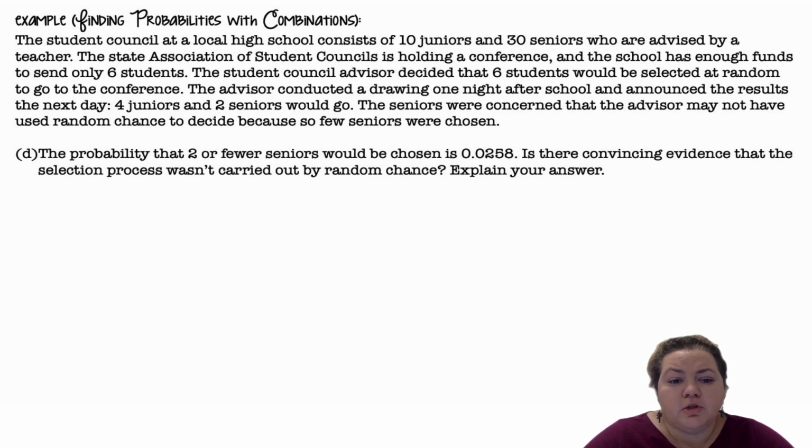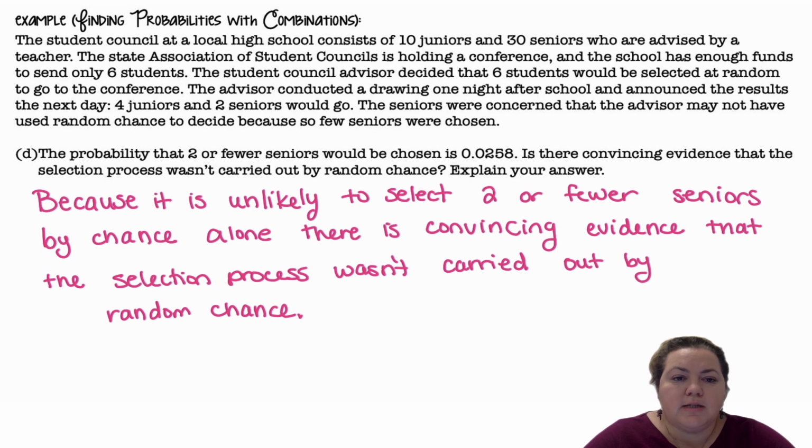The probability that 2 or fewer seniors would be chosen is 0.0258. Is there convincing evidence that the selection process wasn't carried out by random chance? Explain your answer. So we're going to say, because it is unlikely to select 2 or fewer seniors by chance alone, there is convincing evidence that the selection process wasn't carried out by random chance. All right, we would expect it to be like 5% or higher if it was fair. But because there's a very little chance, then we don't think that it happened purely by chance, that there was maybe some other things going on.